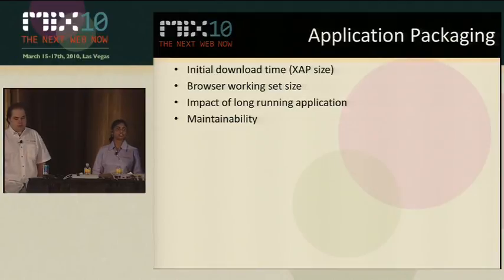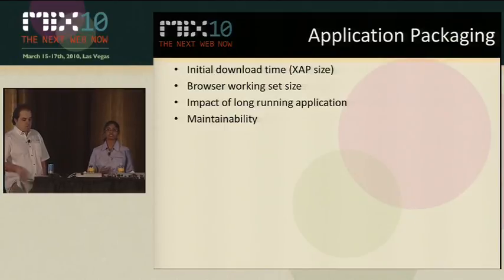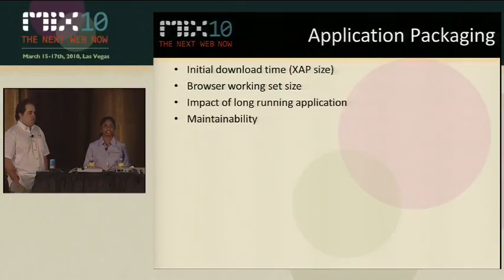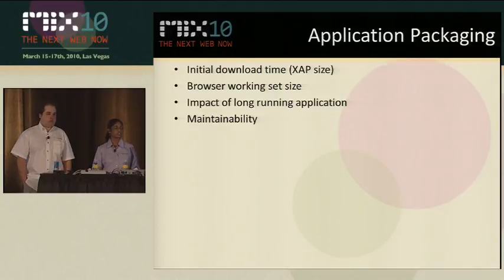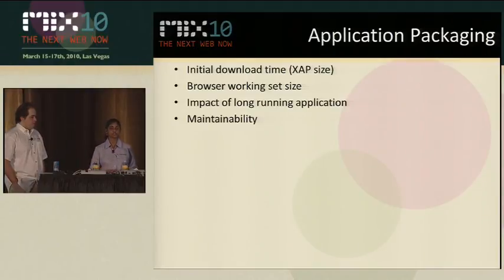Now, the second consideration is browser working set size. The application is going to run on the user's machine, which means that it's going to take memory from the user's machine. It's very fair to assume that the user would have multiple other applications running on that box. It's also possible that our application itself could be run in different browsers, different tabs. And it's important that we keep the browser working set size down so that it doesn't take up too much memory on the user's box.